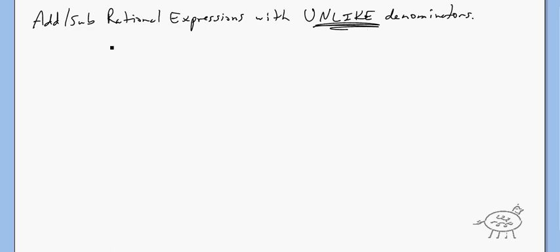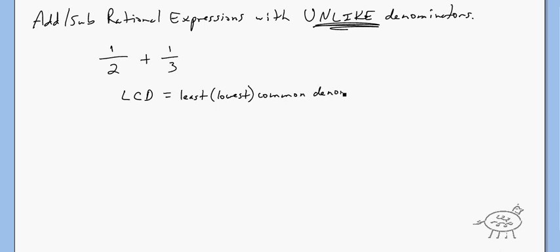So let's start out with a basic example, just to refresh your brains a little bit. If you have 1/2 plus 1/3, you're looking for something called the LCD. That's the lowest or least common denominator. I like lowest better. What that means is you're asking what 2 and 3 go into evenly, the smallest number. Well, of course they go into 6. So in this case my LCD is equal to 6.